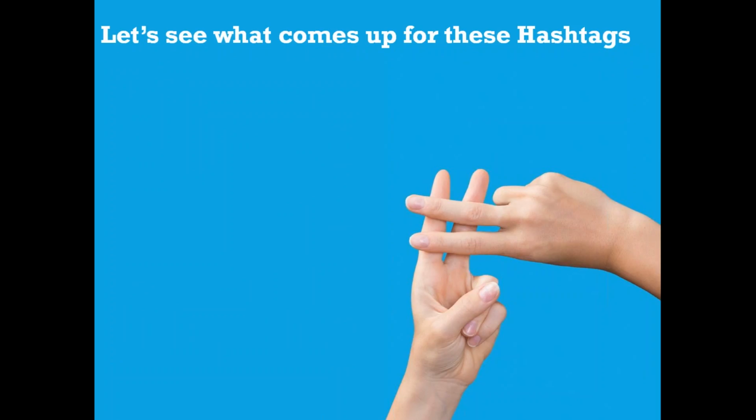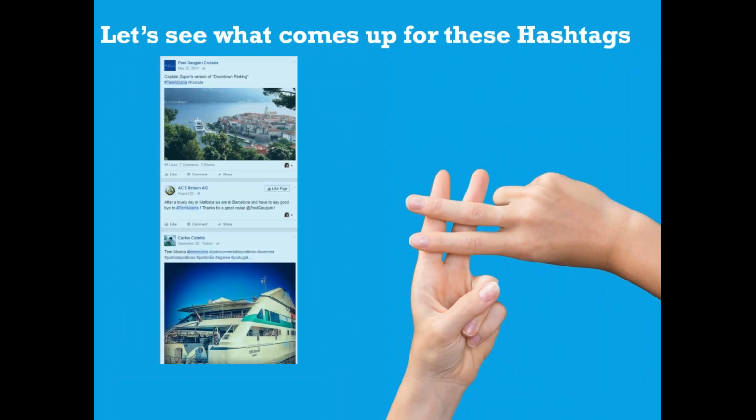So let's take a look at what comes up for a couple of hashtags here. So here we have clicked on the name of this Poggogan ship, and we're seeing there's a couple different posts that are showing up. We have this one from this ACS agency, and then Carlos, and you can see all of these are related to Poggogan.